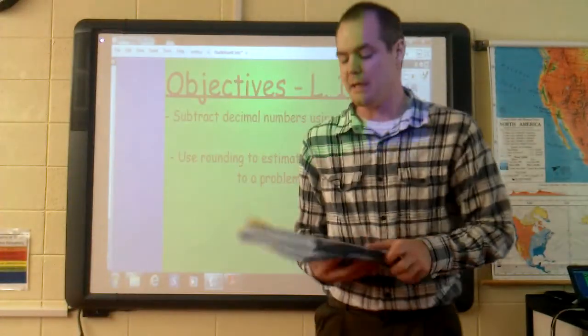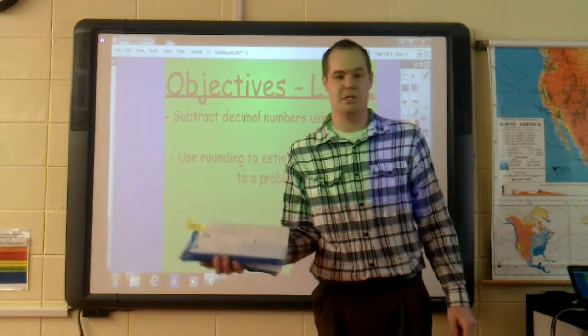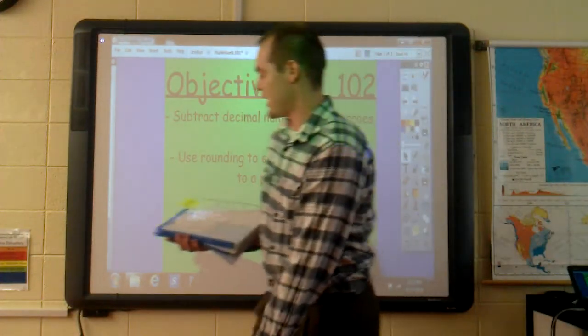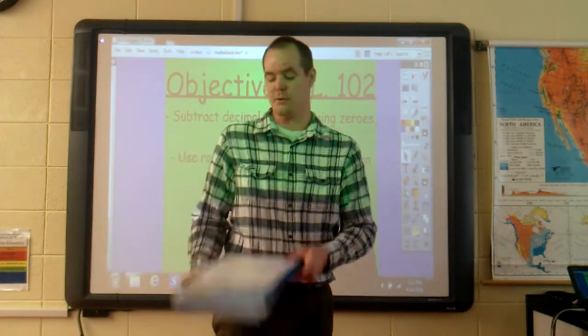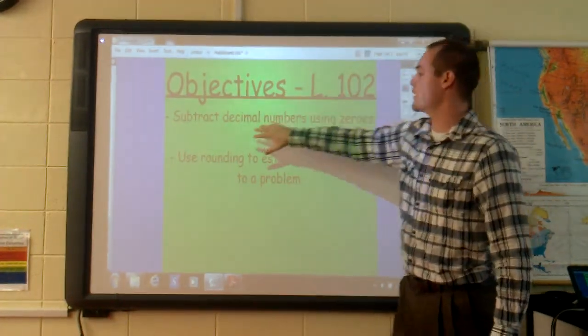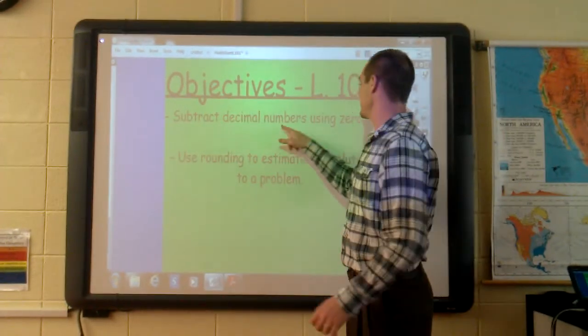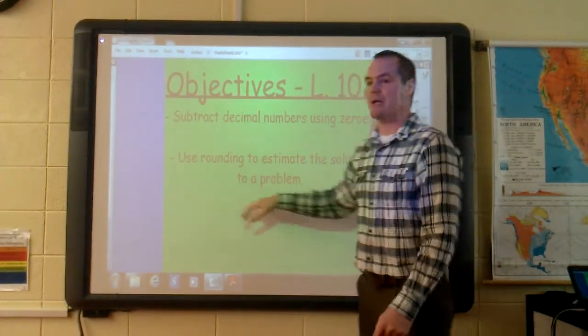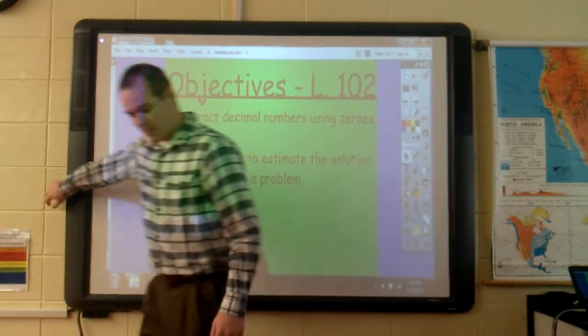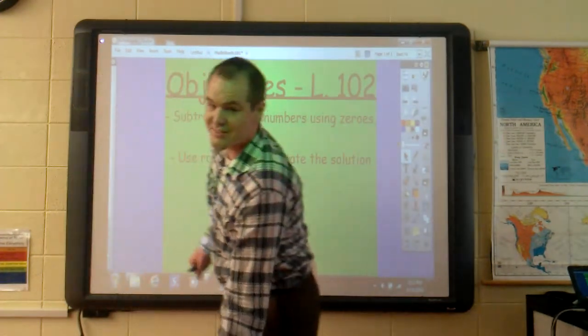Alright, 5th grade, today we're on lesson 102, found on page 664. It is titled Subtracting Decimal Numbers Using Zeros. The objectives are found on the board. They are subtract decimal numbers using zeros, and we will also use rounding to estimate the solution to a problem. Let's look on page 665.